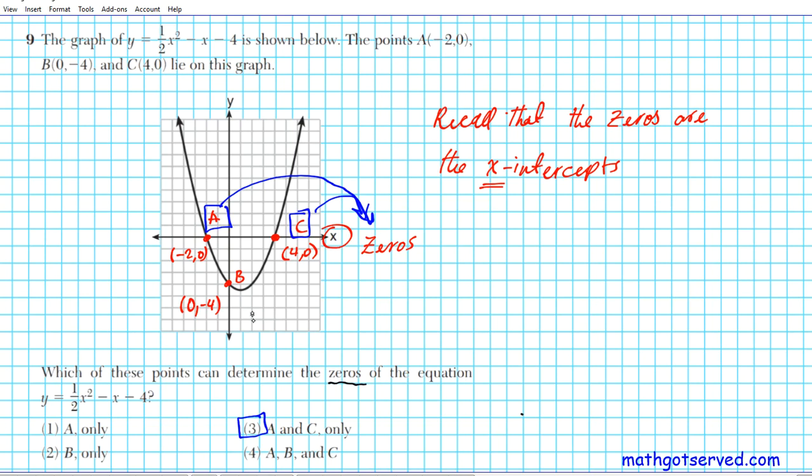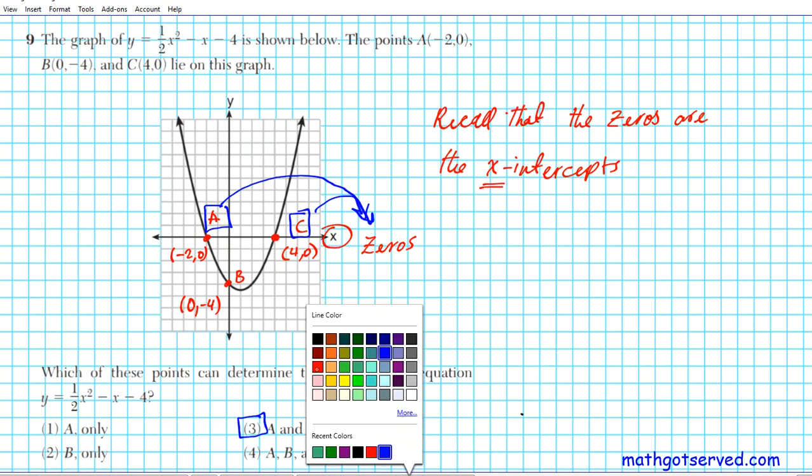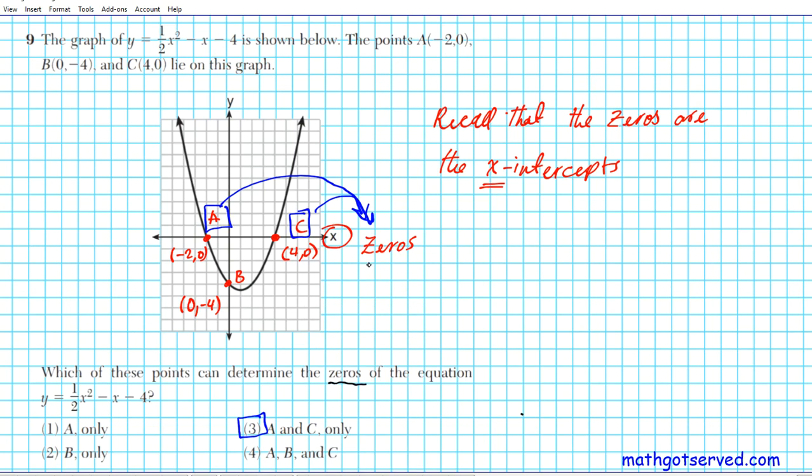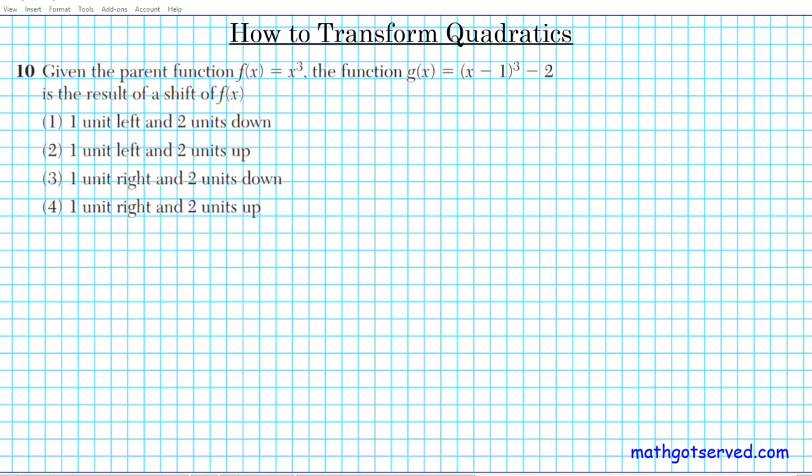We have to exclude point B because it is not an x-intercept. So these are your x-intercepts, and those are your zeros. All right. So that's how you find zeros using the graph of a function. All right, let's take a look at question 10. In question 10, we're going to be learning about how to transform quadratics.